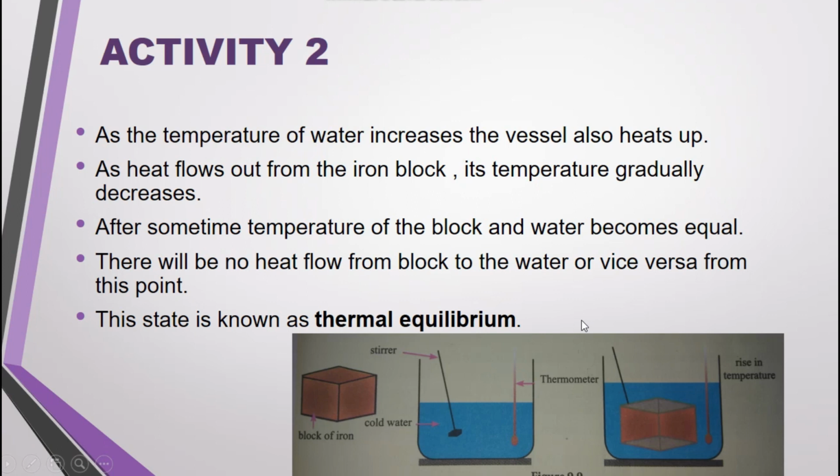Activity 2. For activity 2, we need one beaker and a block of iron. We are going to heat this block of iron, and we will be using a stirrer and a thermometer. After heating this block of iron, we will measure its temperature, and before adding the block of iron into the water, we will measure the temperature of the water using the thermometer.